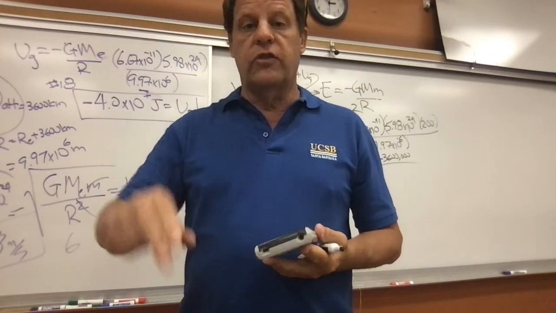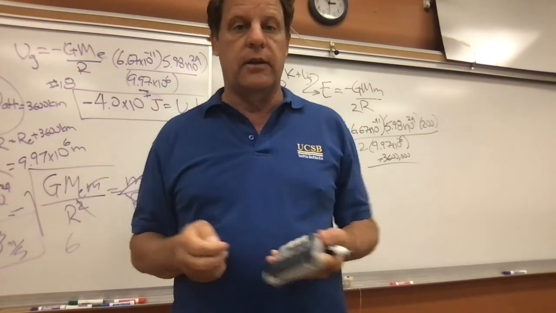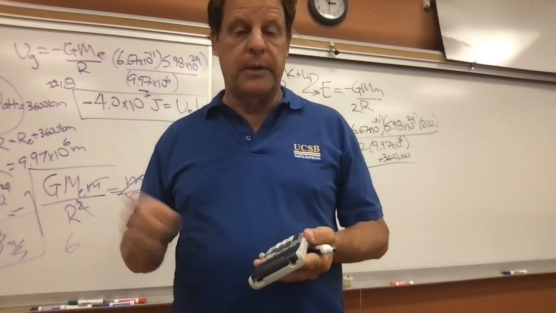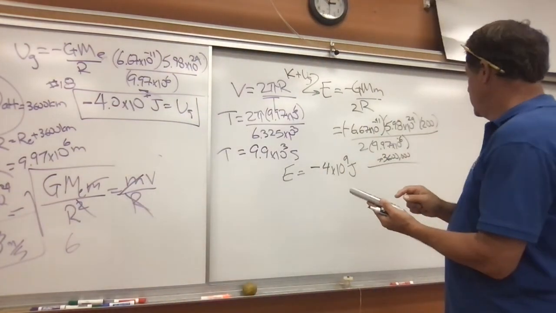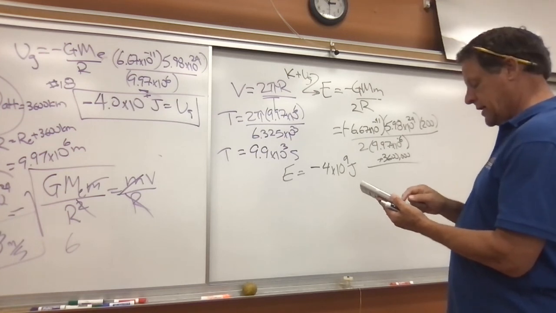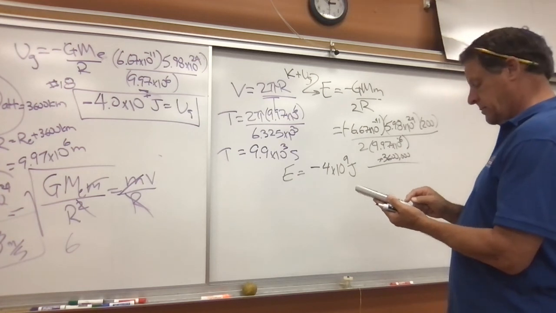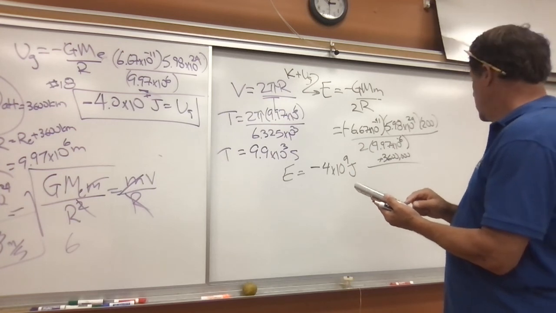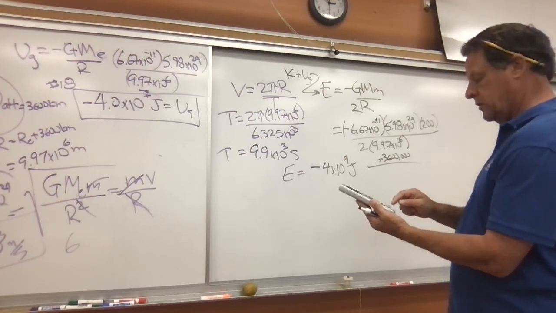Now, you guys notice that we can't just double it, right? We're doubling the altitude, but we're not doubling the radius, because we still have the radius of the Earth. All right, so 9.97 times 10 to the 6th plus 3,600 kilometers, multiplied by 1,000.